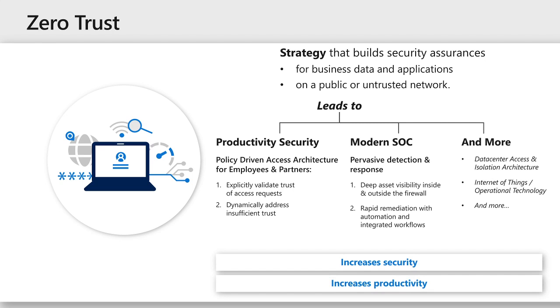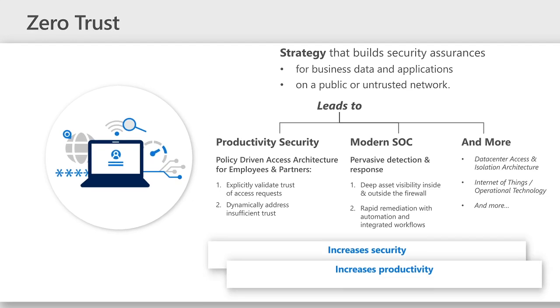We've realized that this same sort of hard outer shell of the network thing doesn't work. Also leads us to SOC modernization, where we have to do detection, response, remediation outside of our network. And we know that it's also going to affect data center access and kind of how we do isolation segmentation within it. We know it's going to affect and touch IoT and OT as well. So Zero Trust is a very big picture thing. We're going to be focusing most on the productivity security today, but we wanted to make sure that folks are understanding that this was a broader piece.